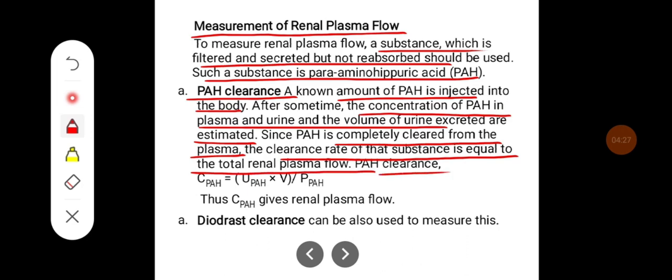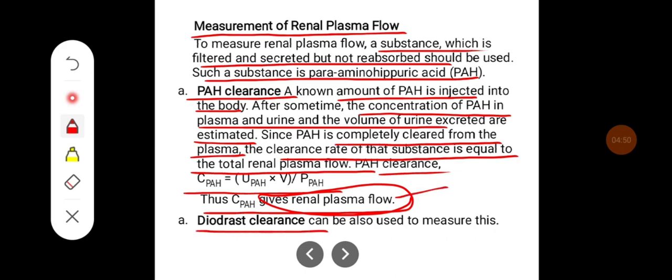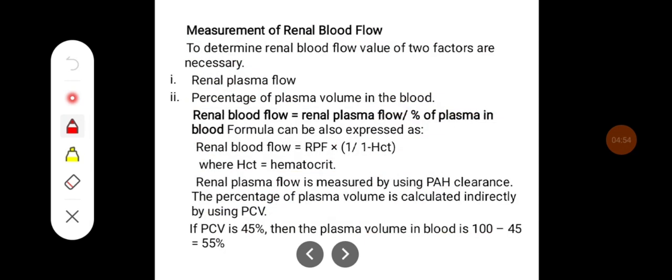Since PAH is completely cleared from the plasma, the clearance rate of that substance is equal to the total renal plasma flow. So PAH clearance is equal to urine PAH into the volume of urine divided by the plasma concentration of PAH. So this is going to give the determination of the renal plasma flow. Iodide clearance can also be used to measure renal plasma flow.